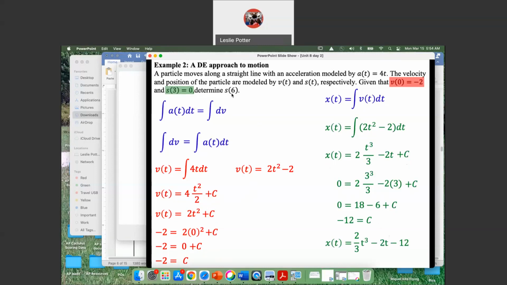Still not done, right? We need s of 6. So when we plug a 6 in here, I know I didn't show any of the work, but when we plug a 6 in here, we get 120. So that's our final position at 6 seconds.